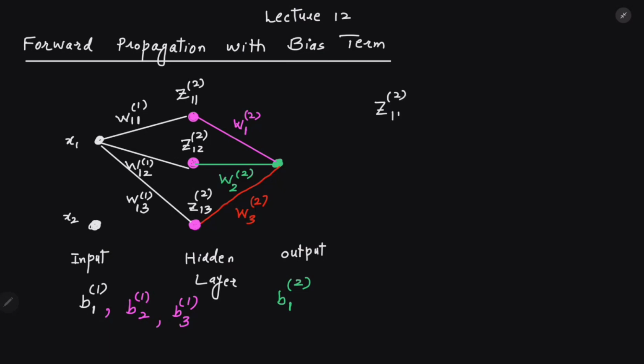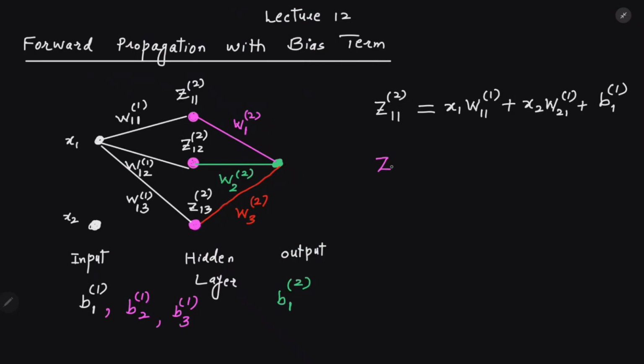So we have Z2 1 1 equal to x1 times the weight from the input layer W1 1 1 plus x2 times the weight from input to the hidden layer W1 2 1 plus the bias, the only term added over here, b1 1.